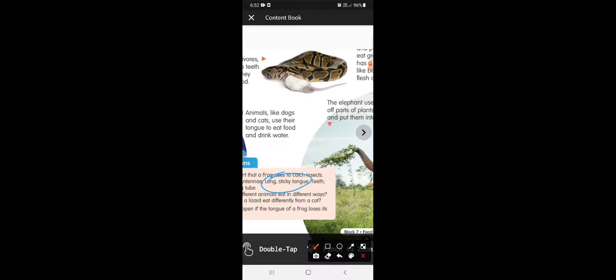Both the lizard and the cat have a tongue. But the tongue of the lizard is sticky, and with the help of it, it catches the flying prey. Whereas a cat's tongue is a normal tongue that it uses to drink water and milk. Okay, now the third question is, what will happen if the tongue of a frog loses its stickiness? Definitely it cannot catch its prey, so the frog will die due to lack of food.